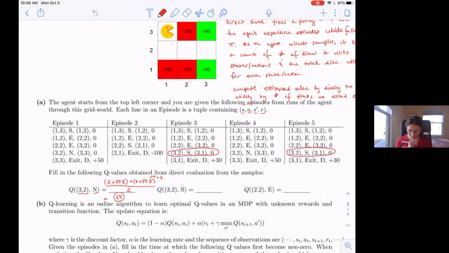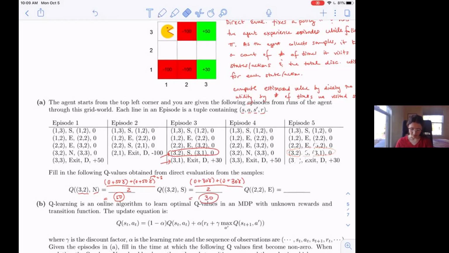We're going to follow the same procedure as we did before. Let's figure out what the numerator is. We already know that we're going to have 2 in the denominator. The numerator is going to have the total discounted utility from episode 3 and episode 5 added together. So here, if we started in 3-2, we got an immediate reward of 0 plus 30 times gamma when we exit. And then in the second scenario, it's the same deal. We have immediate reward of 0 plus 30 times gamma when we exit again. Turns out another easy calculation, 30 plus 30 divided by 2, it's just 30.